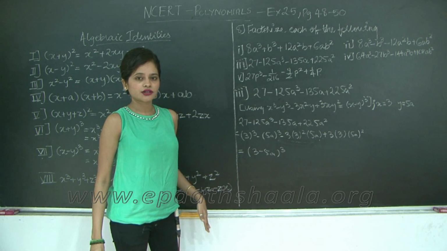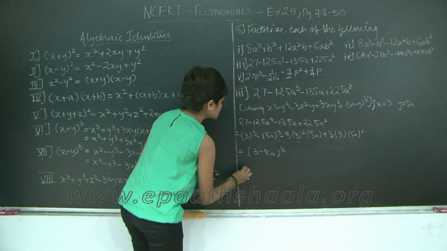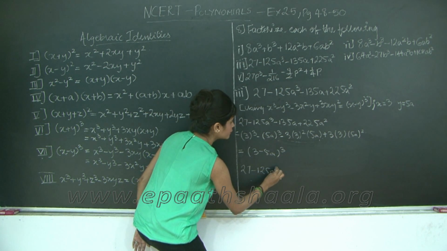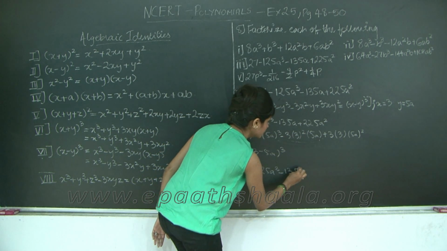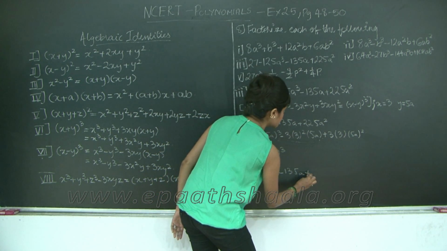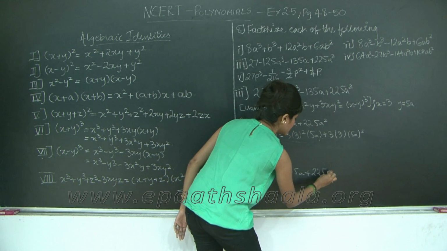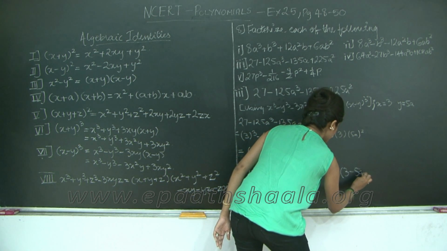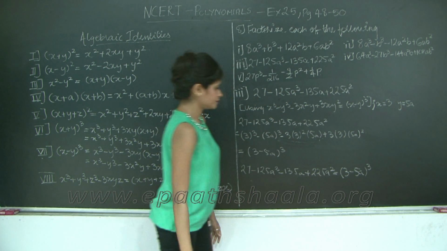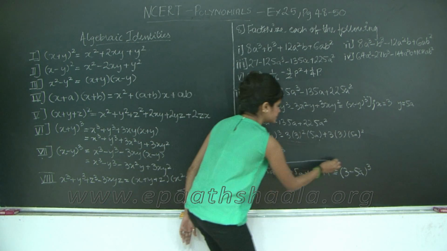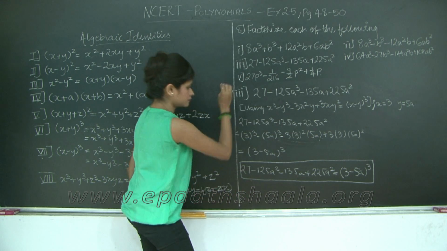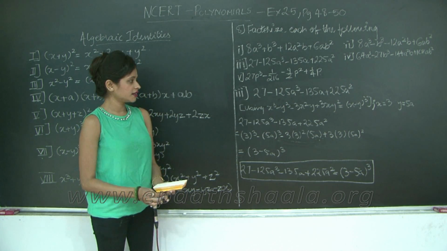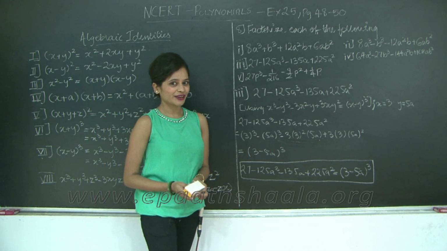Let us write our answer into the question answer format, which is 27 minus 125a cube minus 135a plus 225a square is equal to 3 minus 5a the whole cube, right? And finally, I'm going to box it up. So we have completed the third sum of question number 8. Let us go ahead and solve the fourth one, okay?